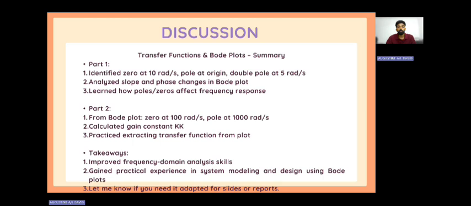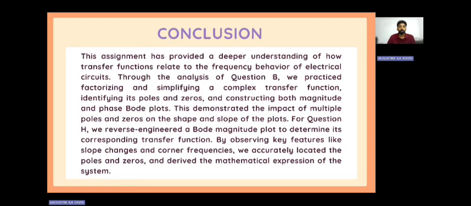Moving to part B, we did the reverse, starting from a Bode plot and extracting the transfer function. First, we spotted a zero at 100 rad, where the slope increases, and a pole at 1000 rad, where the slope decreases. By analyzing the magnitude levels, we calculated the gain constant to complete the equation.